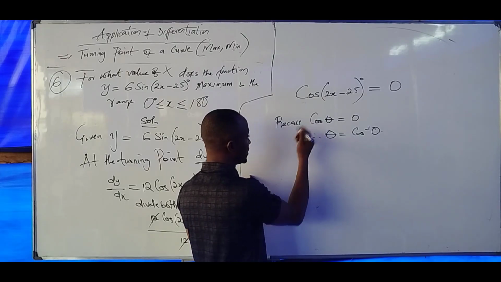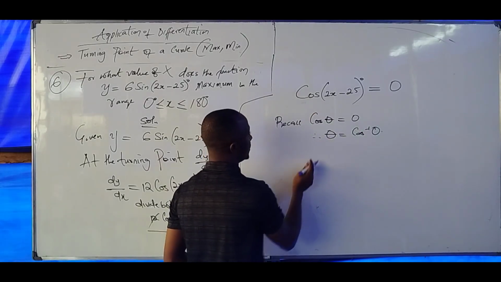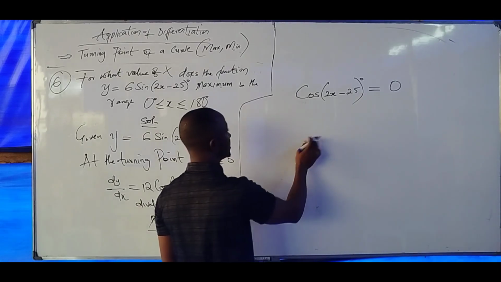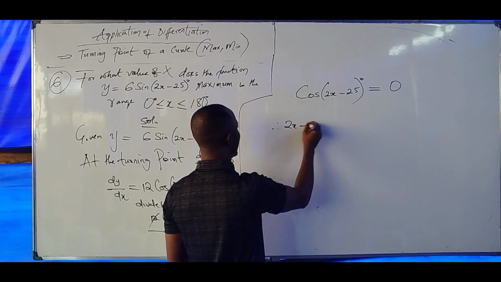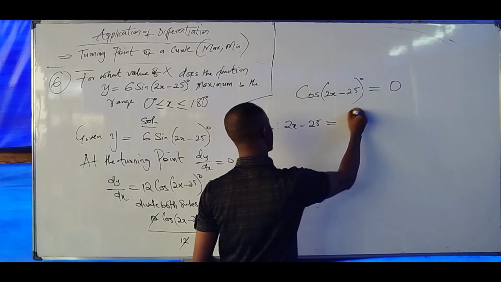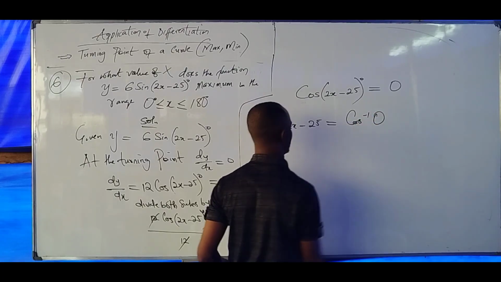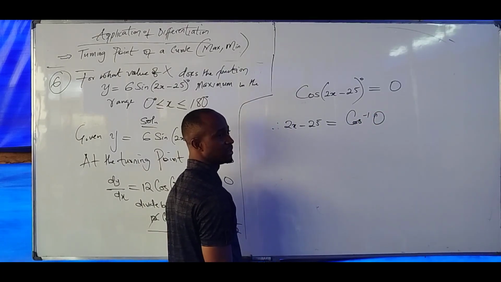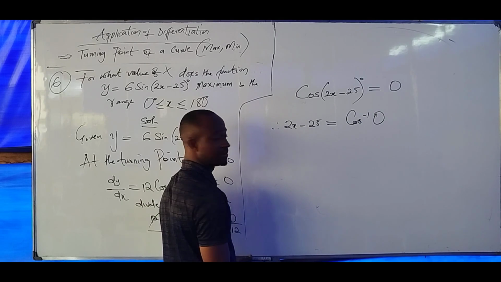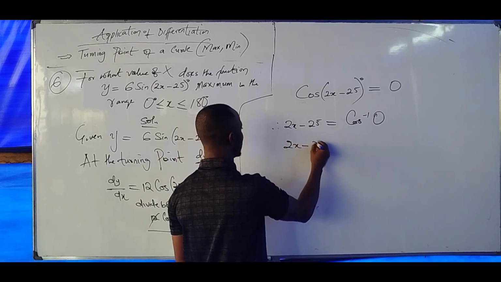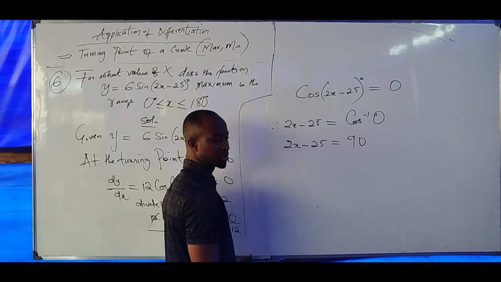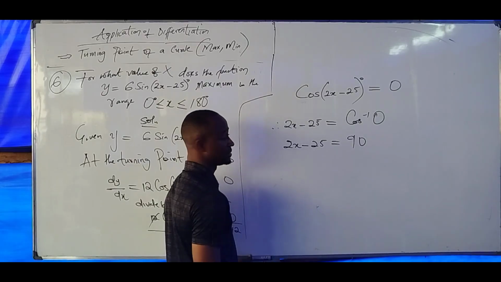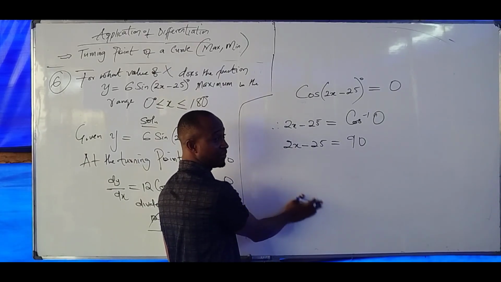You can go through this process, fine. But I don't really like bringing this out. So from here, what do you have? Therefore, we have 2x minus 25 equals cos inverse of 0. That will be 90. So we have 2x minus 25 equals 90. When you punch this, you have 90. Our aim is to find x, don't forget.